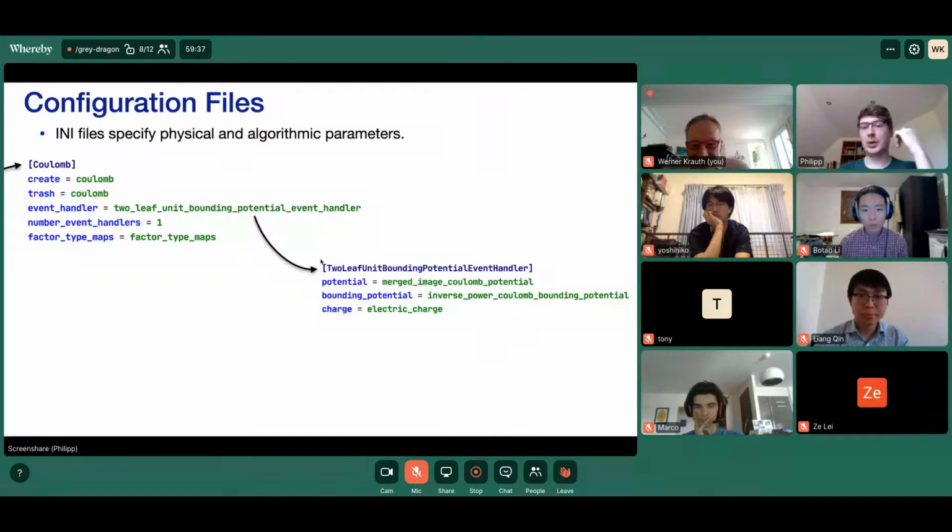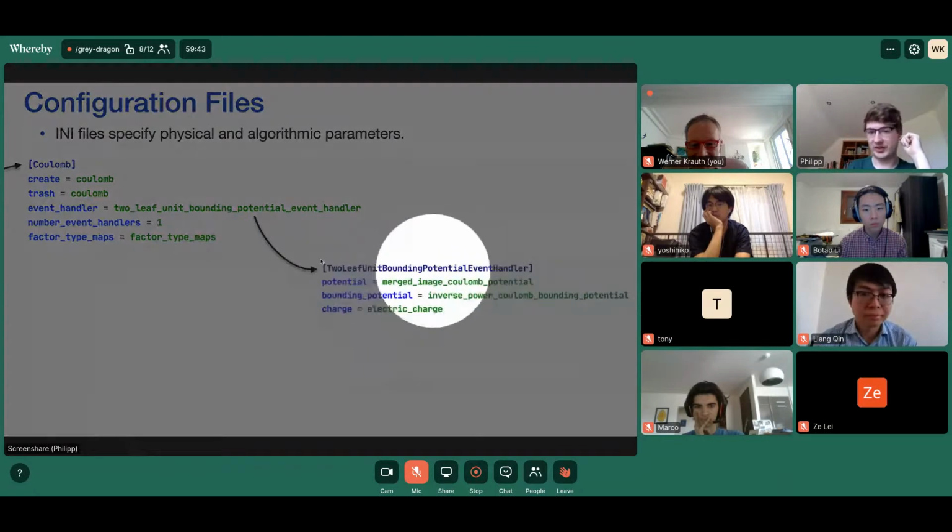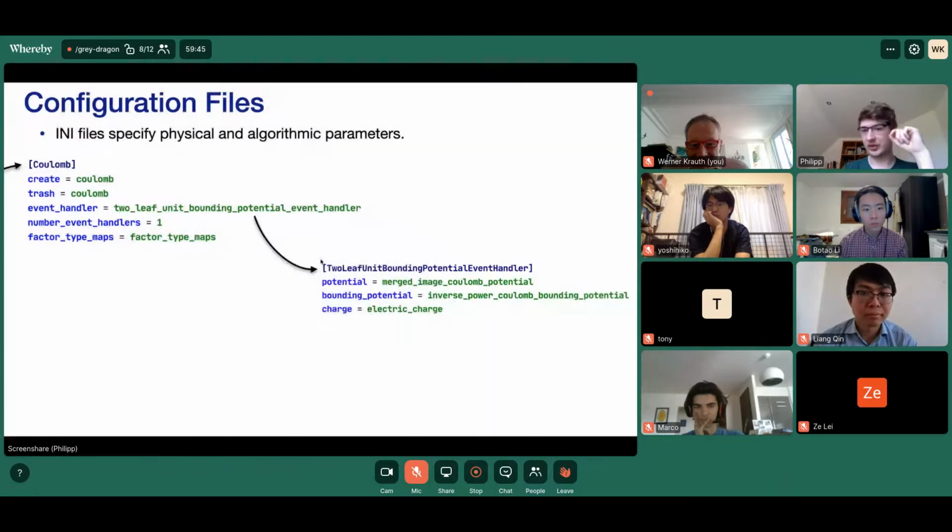And then when it's asked to compute the outstate, it uses both the bounding potential and the real potential, which in this case is the merged image Coulomb potential, because we are in the periodic setting. And then it computes the event rates of the bounding potential and potential and accepts the proposed event by using the ratio of the event rates.